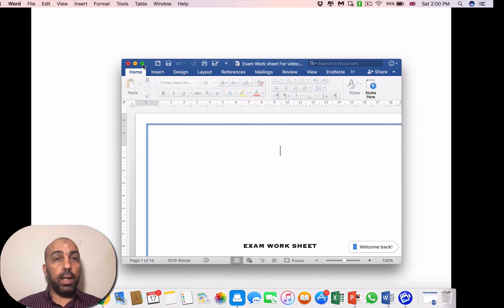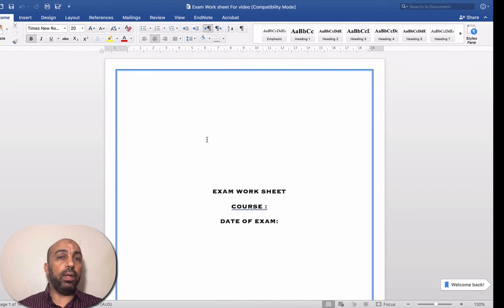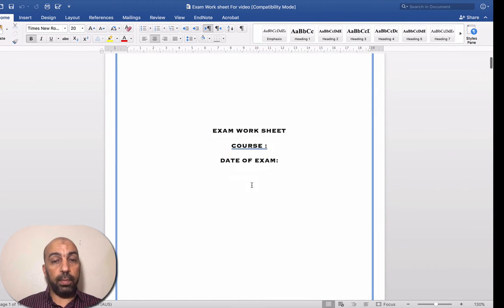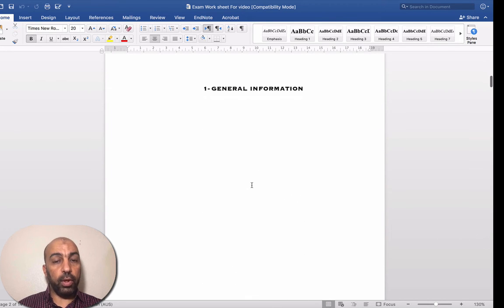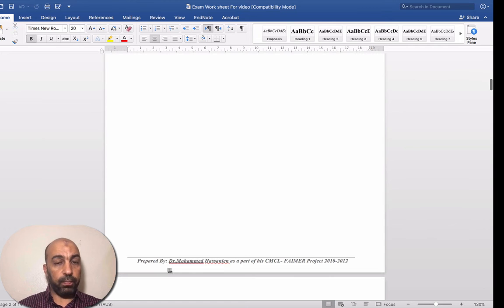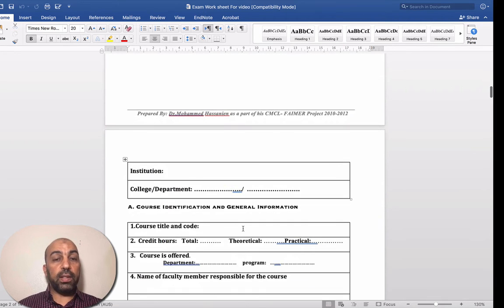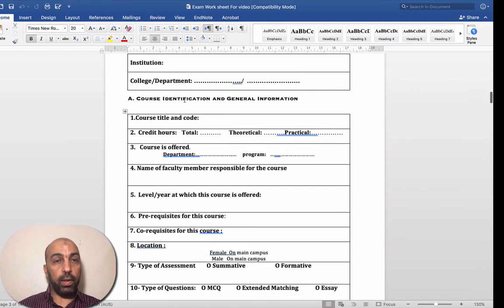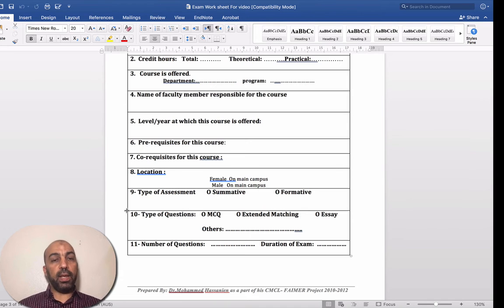The exam worksheet is like a summary of the 6 steps of effective student assessment. The first page is the general information about the exam. And by the way, this exam worksheet was part of my CMSCL FAMER project. The first page includes institution, college, department, all general information. But I just want to stress numbers 9 and 10. Number 10, I intended to write it, type of assessment, just to remind myself and you that our exam should include both summative and formative assessment.